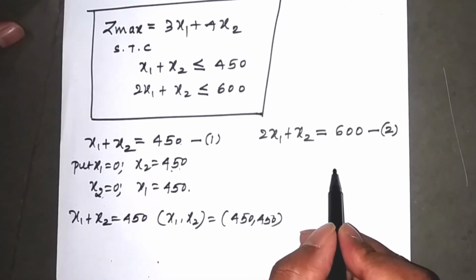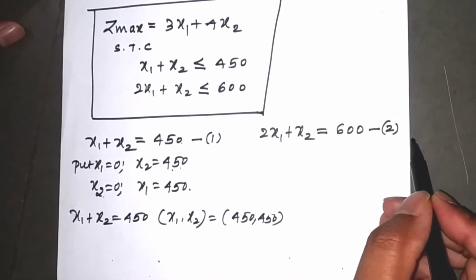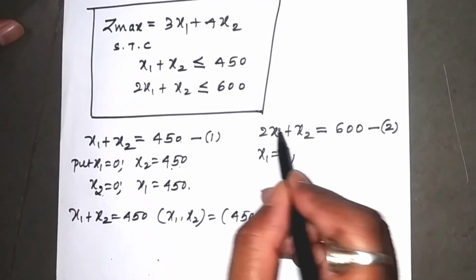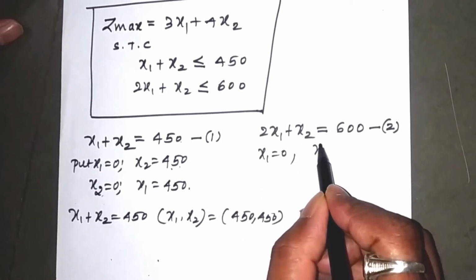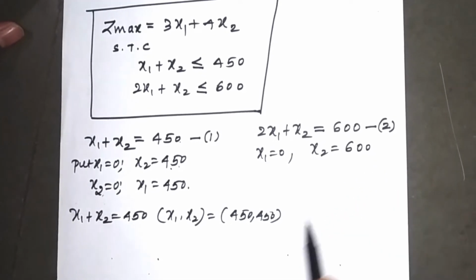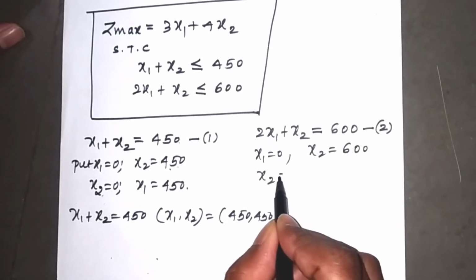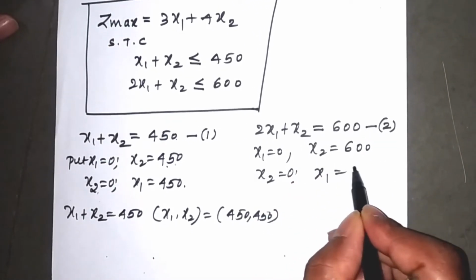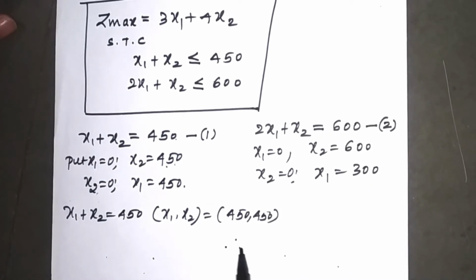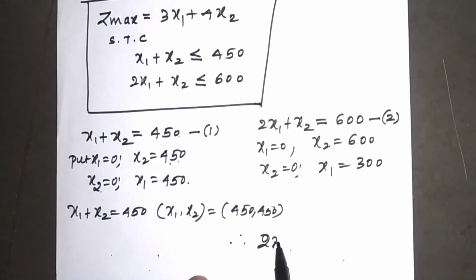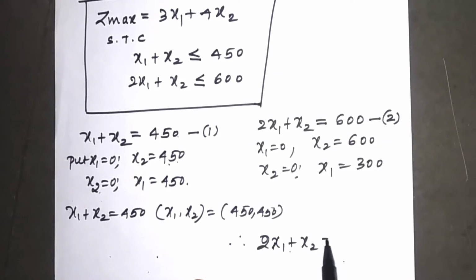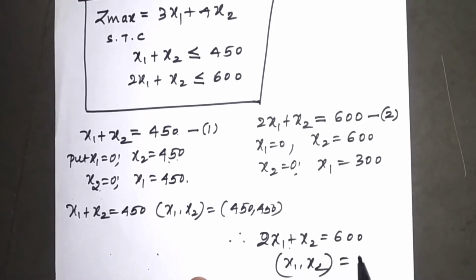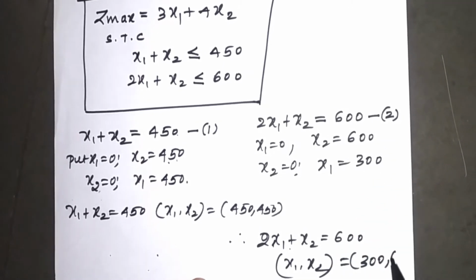Next, I'll go ahead with equation number 2. In equation number 2, I'll first put x1 equal to 0. When I put x1 equal to 0 in this equation, 2 into 0 is 0, so I'll get x2 equal to 600. Next, I'll put x2 equal to 0 in this equation number 2. When I put x2 equal to 0, I'll get x1 equal to 300. So therefore, for 2x1 plus x2 equal to 600, I got x1 and x2 coordinates as 300 and 600.